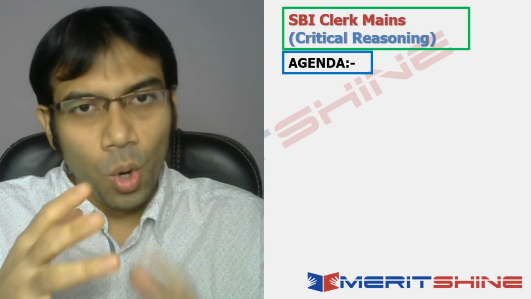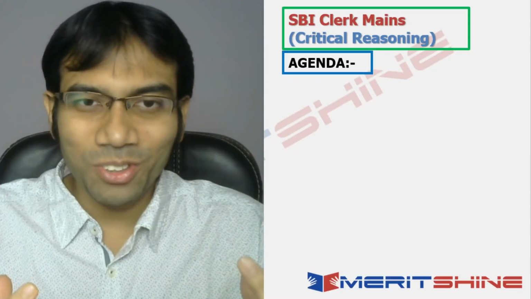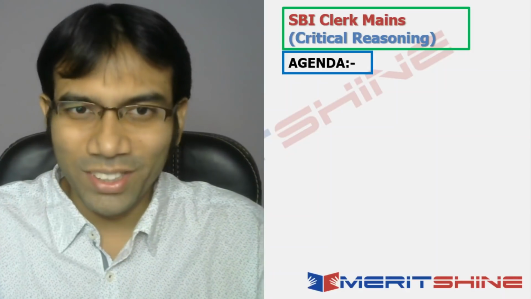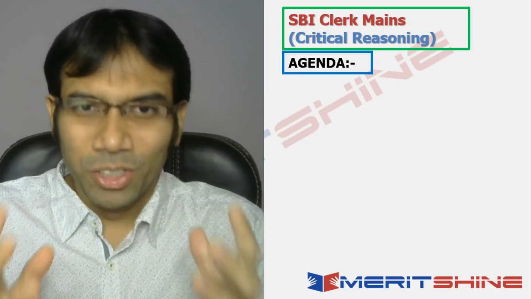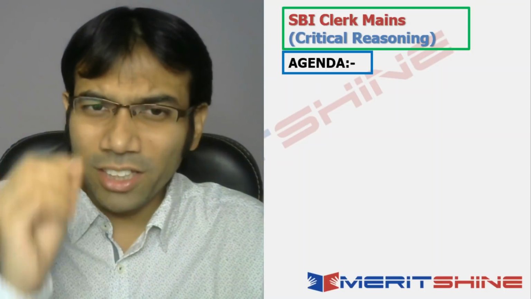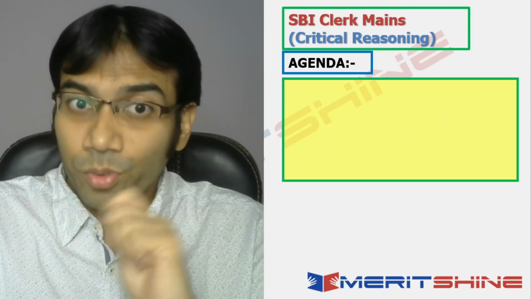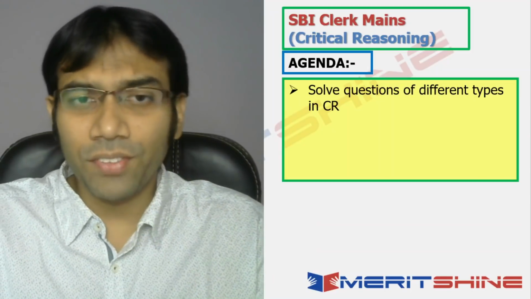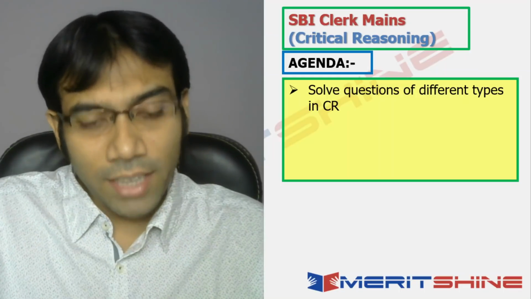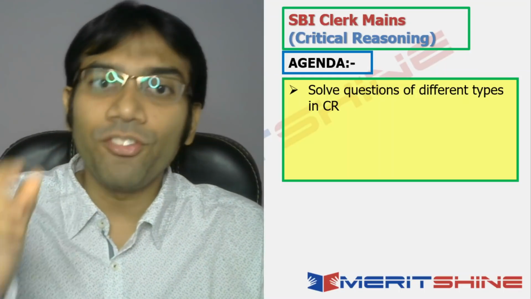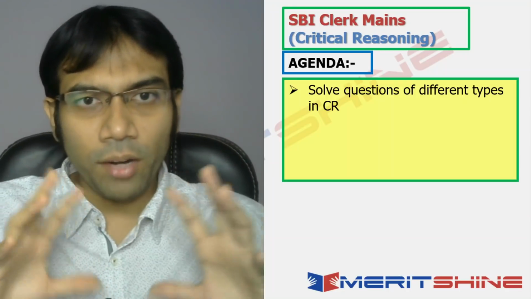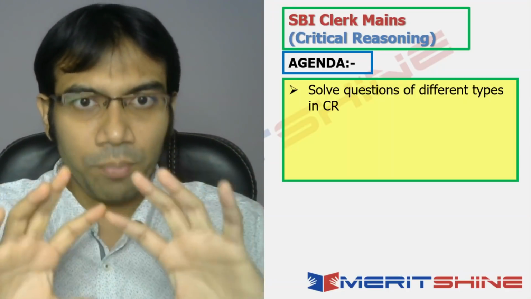And for those who already have a positive bias towards these questions, they would thoroughly enjoy doing all the questions here, right? Okay, so with this agenda in our mind, let's also look at the specific things that we are going to do today. The first specific thing is that we are going to understand how to solve each type of question of critical reasoning. So critical reasoning is one broad type of question.